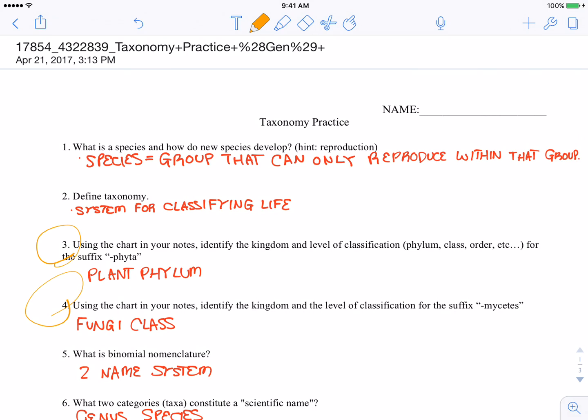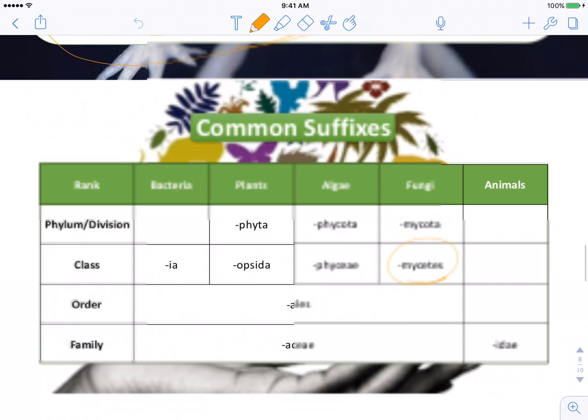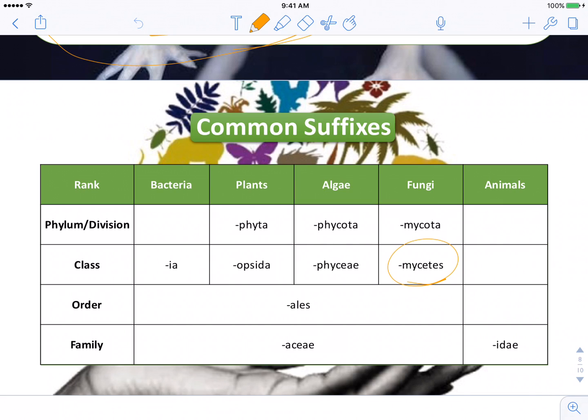If you look at 3, now taxonomy deals with words in Latin. So if we find any words that end in "fida," then that tells you something about what that word means. So if we go back to our chart in the Taxonomy Notes, if we find "fida" in this chart, that tells us that we are looking in the plant kingdom, and this organism is in the plant phylum. So "fida" means you are looking at the phylum level of the plant kingdom.